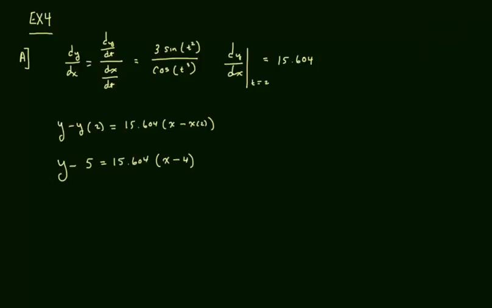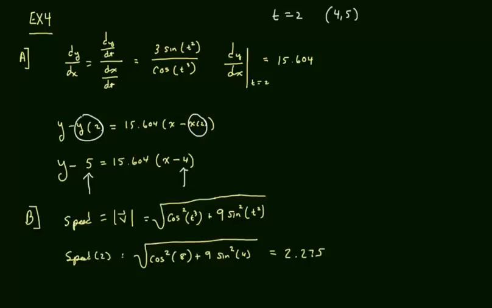Here is part 4A's solution. Now, where did I get the 5 and the 4 from? Where did I get the y of 2 and the x of 2 from? That came from the initial condition. When t equals 2, the coordinate is 4, 5. For B, the speed was 2.275.